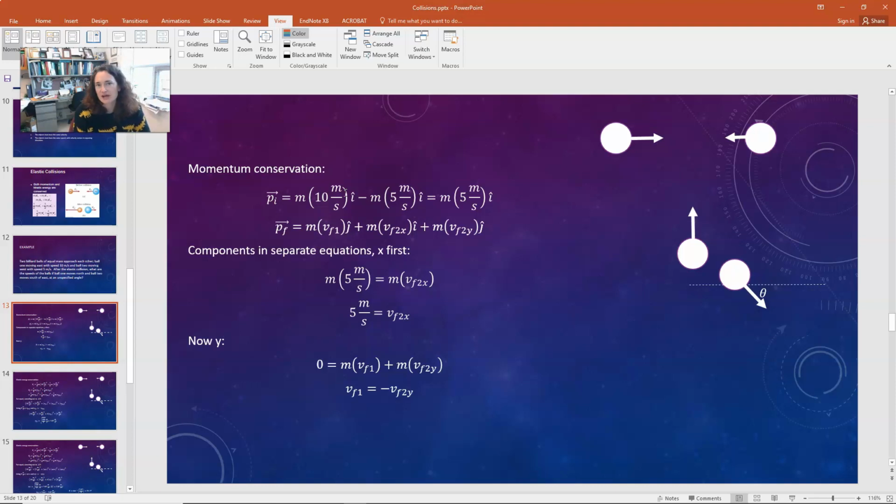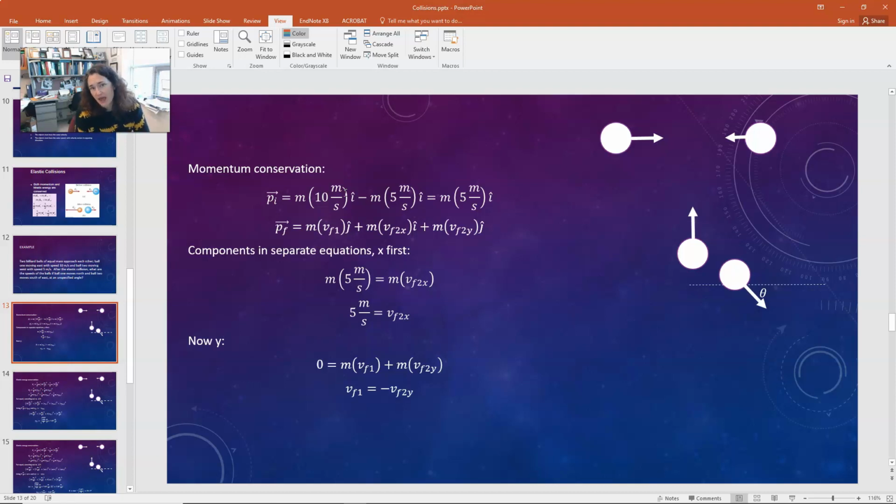Okay, so here we go. The initial setup is the same. You draw your picture, you use momentum conservation, solve for the initial momentum, solve for the final momentum, set them equal. Here we go. P initial is m times 10 meters per second in the i hat minus m times 5 meters per second in the i hat. Remember, west is the negative x direction. When I sum those two things together, that gives me a total initial momentum of m times 5 meters per second in the i hat.